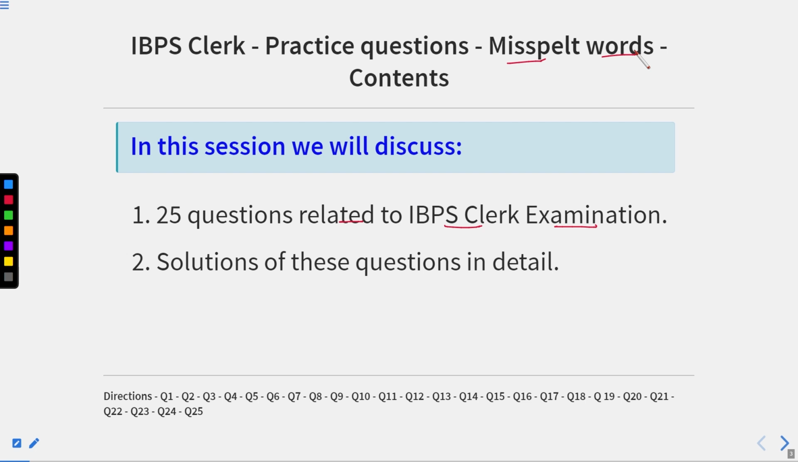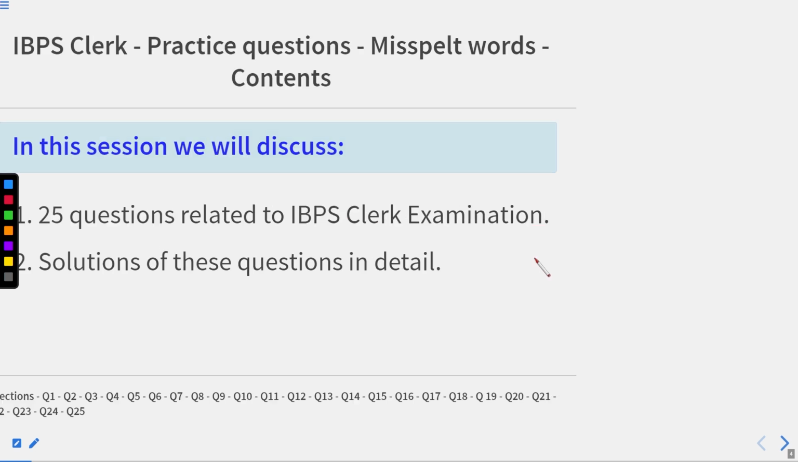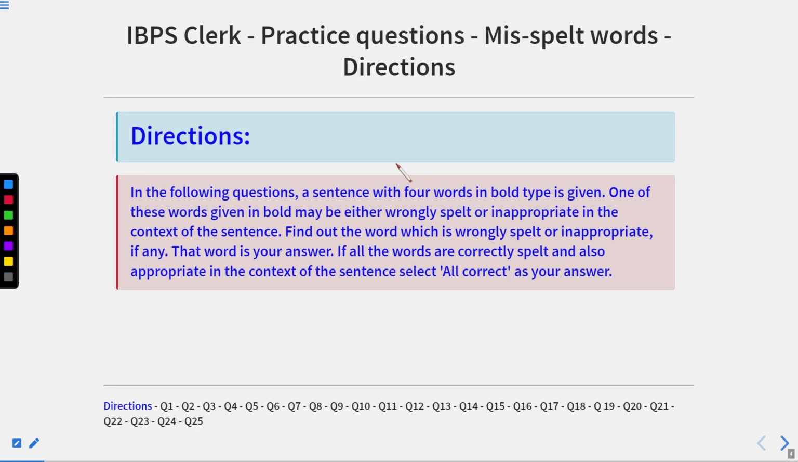It means those words which are not correctly spelled. Also, we'll discuss the solutions of these questions in detail. So let's begin this session. So here are the directions for the questions that we have to do in this session. These are the directions that will definitely help you out while you are doing these questions.